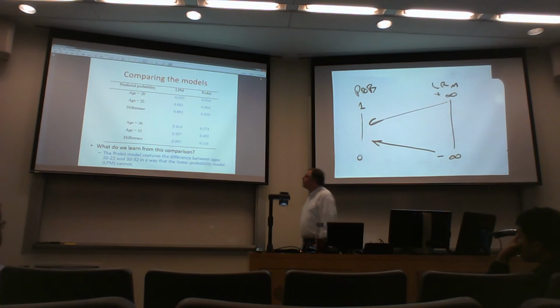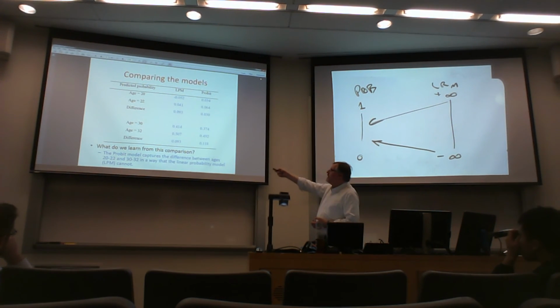These are the same numbers that we get from straight linear regression. Let's look at them together. Predicted probability, age 20. This is 22. You see the difference. For linear, 0.09. For Probit, 0.03. The same difference of 2 years from 30 to 32. Well, with a linear model, that's the same difference. But with the Probit model, it goes way up. It shows that there's a larger increase in the probability you'll be married between these 2 years than between these 2 years. Probit captures that. Linear does not.